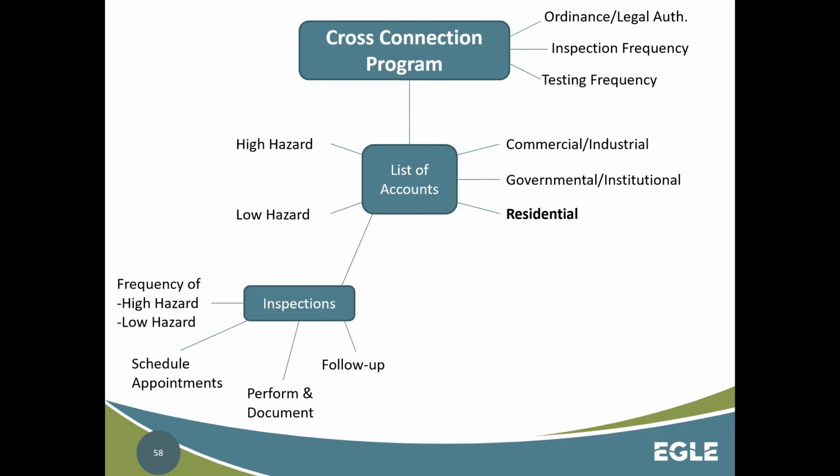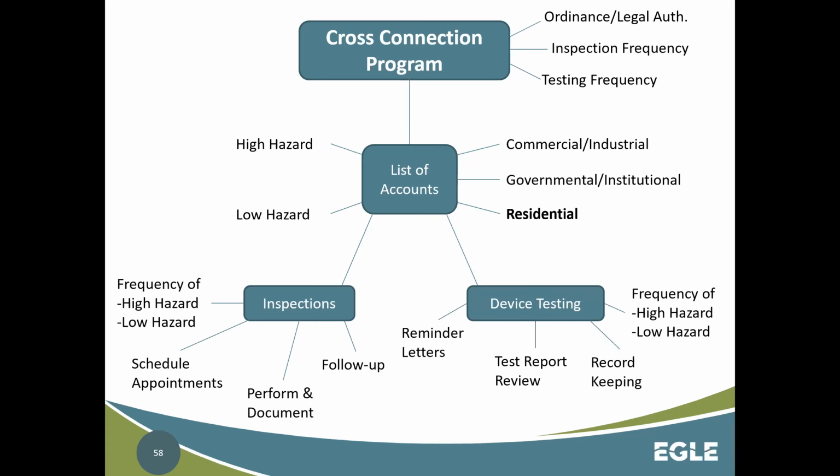There's inspections. Inspections depend upon frequency, as on if it's high hazard, low hazard, scheduling appointments, perform and document, and then follow up. All right. And what the follow up is, is to make sure that if something's been tested and it's bad, it's been repaired. And then there's device testing, reminder letters, record keeping. You have to keep these for so long. And then there's the test report review. Okay. Record keeping is key on this because this can and will be checked during sanitary surveys by your district engineers. Bob can give you more information on that.